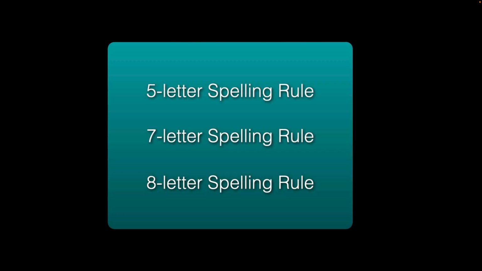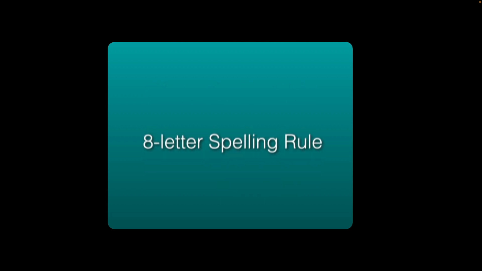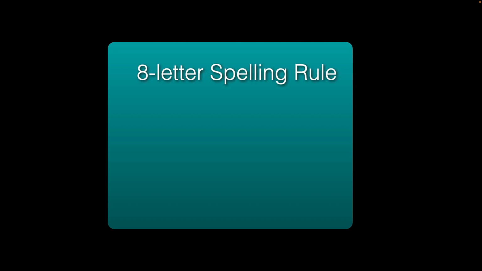The я form, the first person singular, normally ends in the letter ю, and the они form has the ending -ят. When we look at these я and они forms, though, there's one other point to touch on. You might recall that Russian has three important spelling rules: the 5-letter, the 7-letter, and the 8-letter rule. And it's this last one, the 8-letter rule, that will be important here.